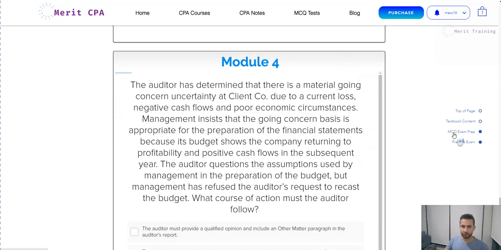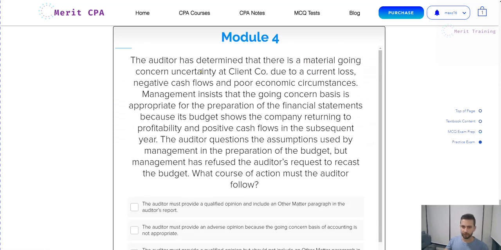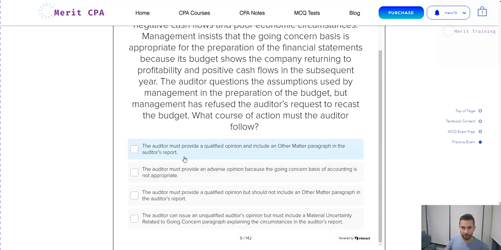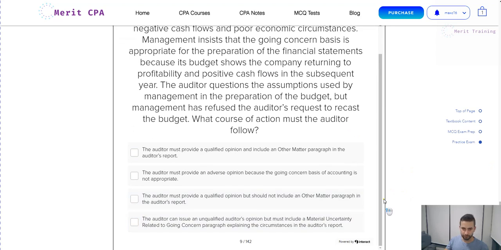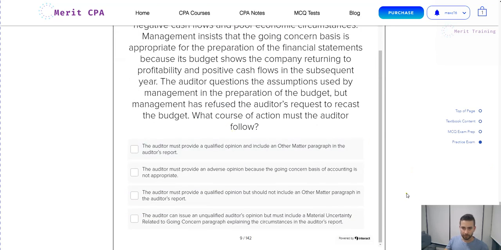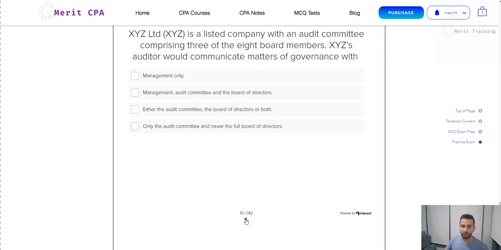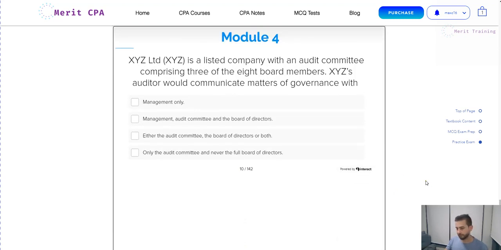The auditor has determined that there is material going concern uncertainty at Client Co. Oh, I think we did this one already. So, unless there's a slight variation, I think we went with an unqualified. Oh, sorry, I think the question was a little bit different. That's my bad. But anyway, let's move on to the next one, just because it was a similar variation to what was already in that question. Didn't go through the full process.